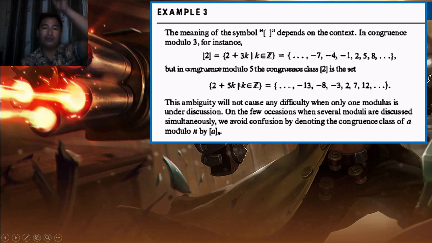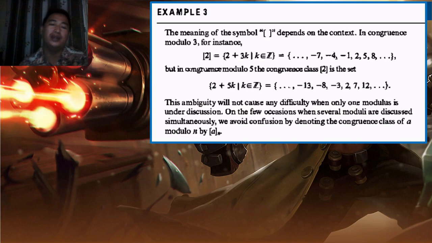But in congruence modulo 5, the congruence class of 2 is the set 2 plus 5k. So 2 plus 5 is 7, plus 5 is 12, plus 5 is 17. The gap here is 5, in modulo 5.